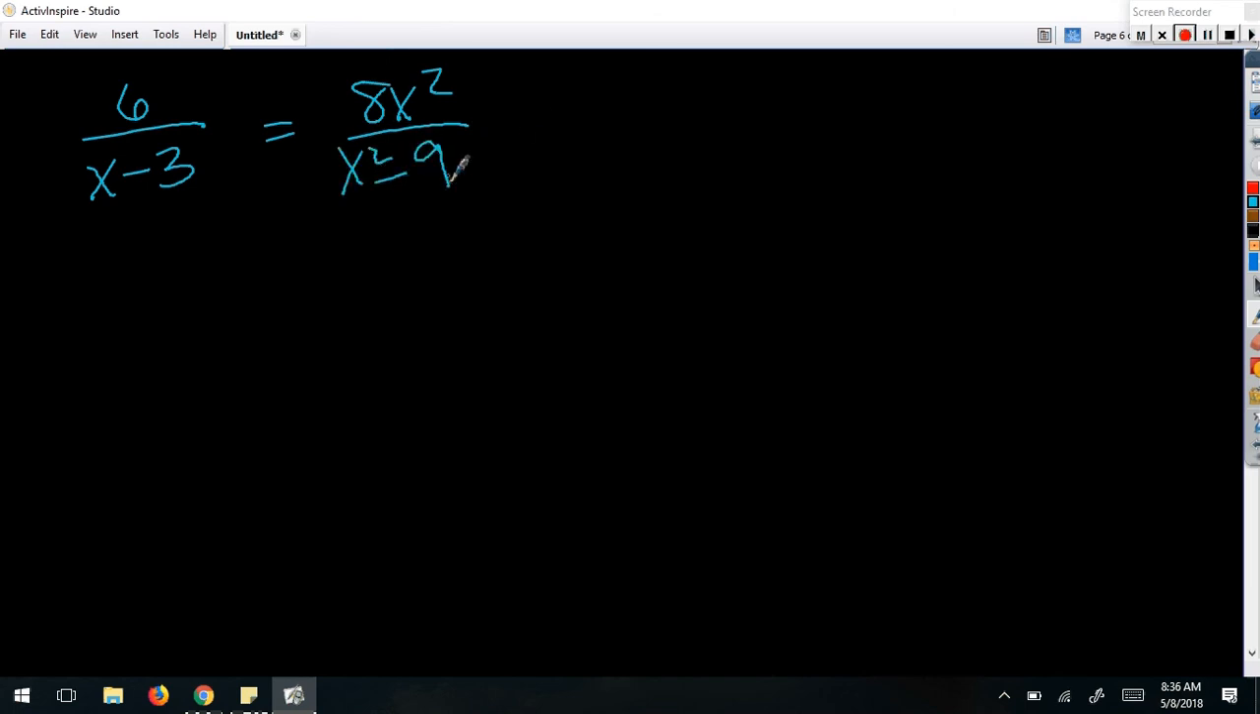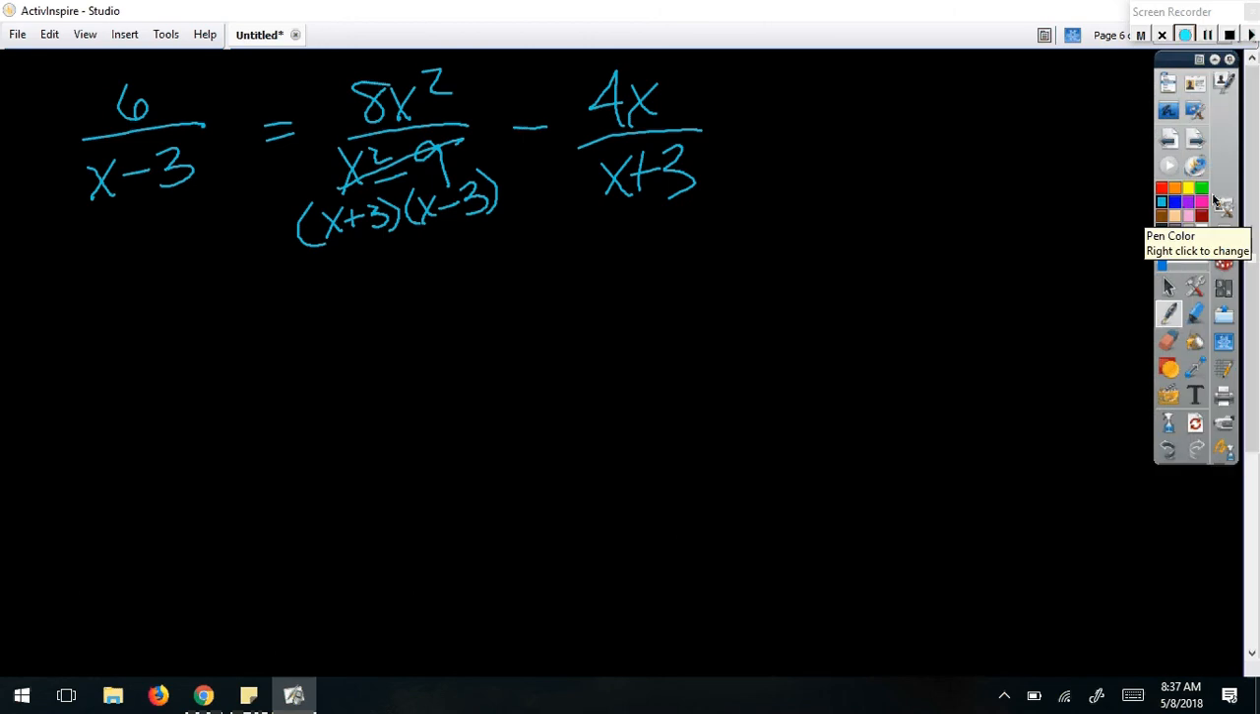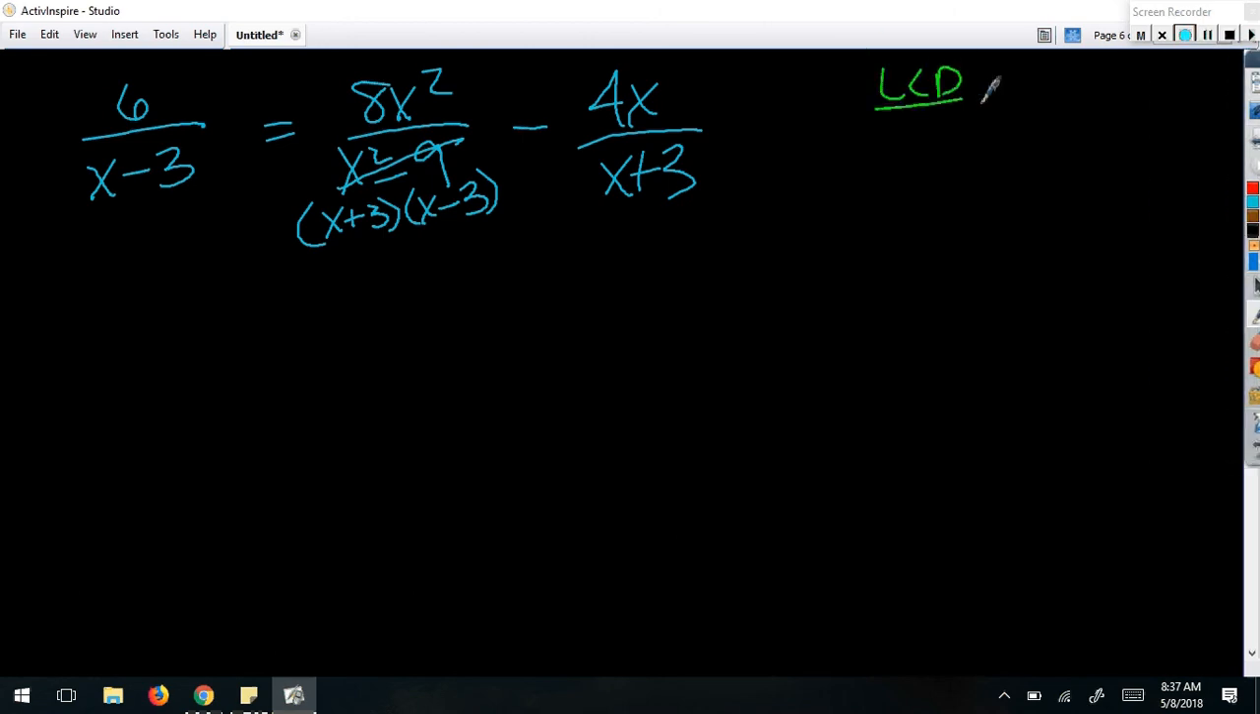Remember, guys, before I find an LCD, I need to make sure I factor everything. In this case, look at that second fraction. Difference of 2 squares, right? Now it makes a little more sense with the other denominators. So what is the LCD here? Exactly. The denominator of that second fraction, x plus 3, x minus 3.